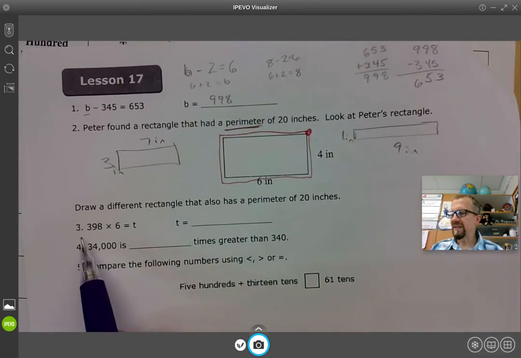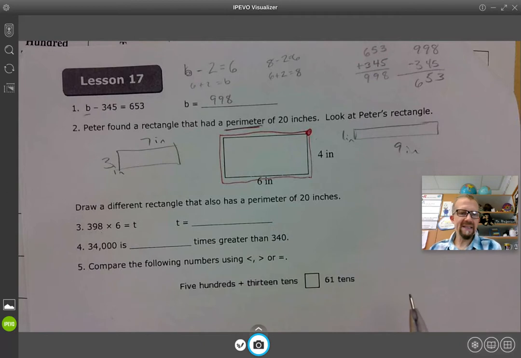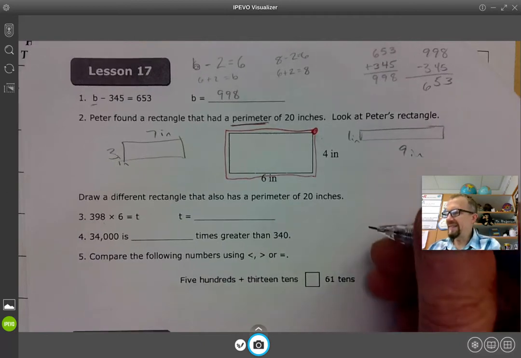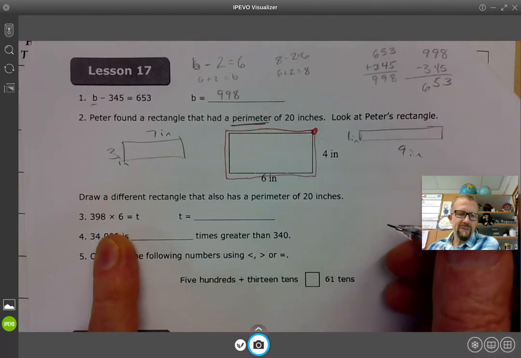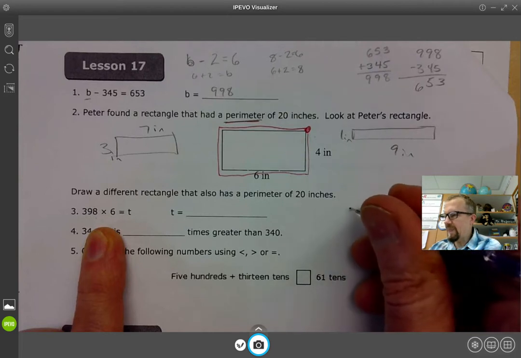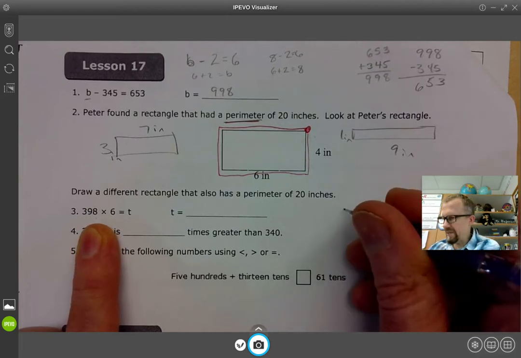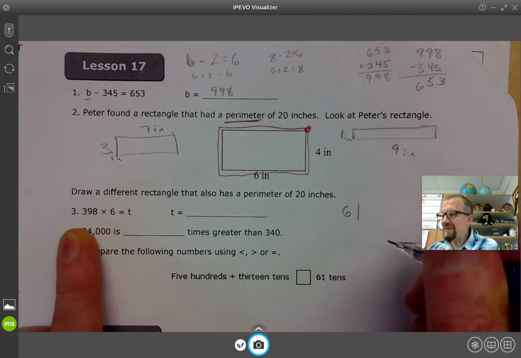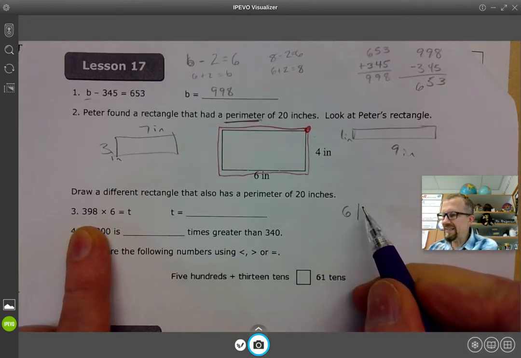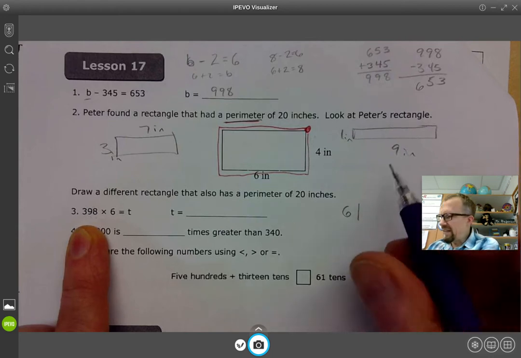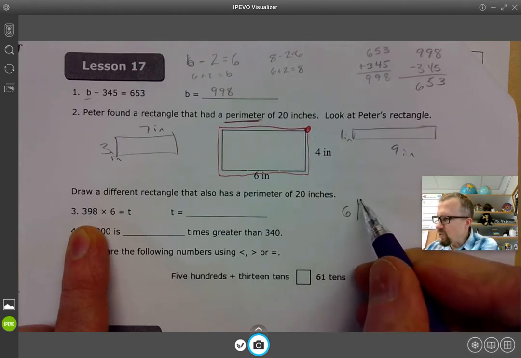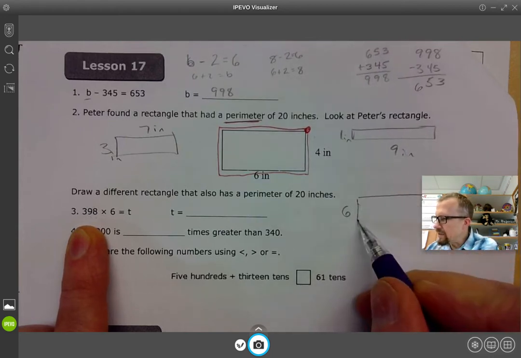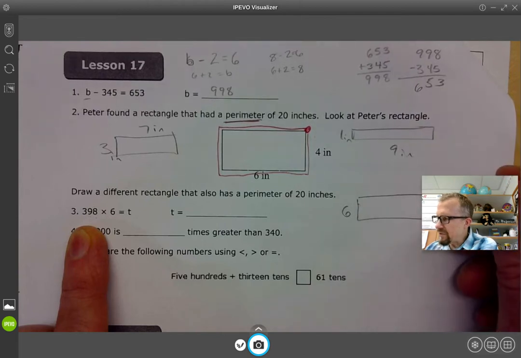Okay, number 3, 698 times 6 equals t. This is where that area model that we've been practicing comes in handy. Pay attention now to the area model. I'm going to put a 6 on the side. I'm not going to try and draw something that has 398 squares. I'm just going to make a rectangle.